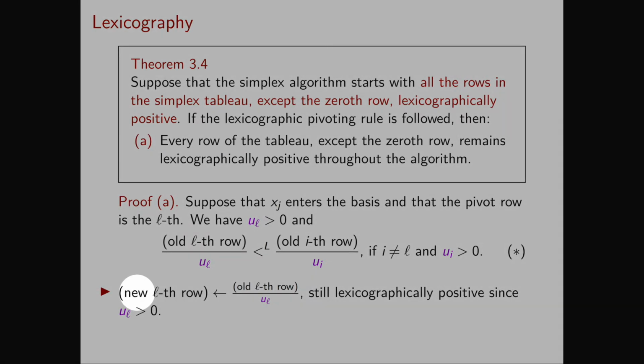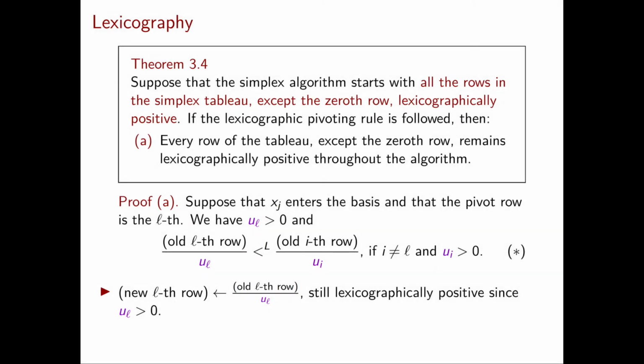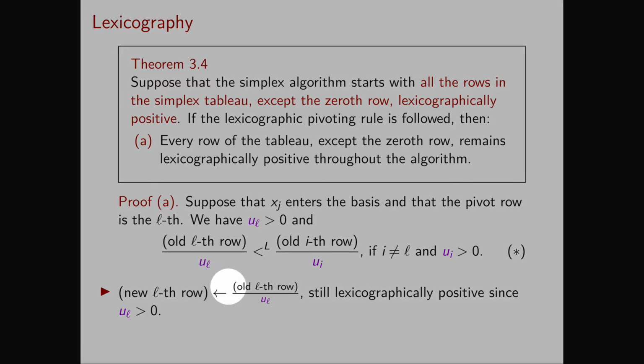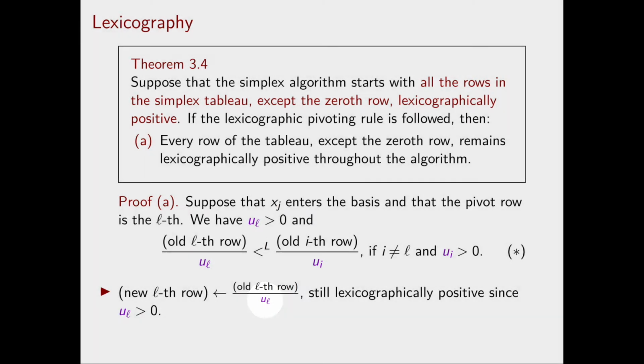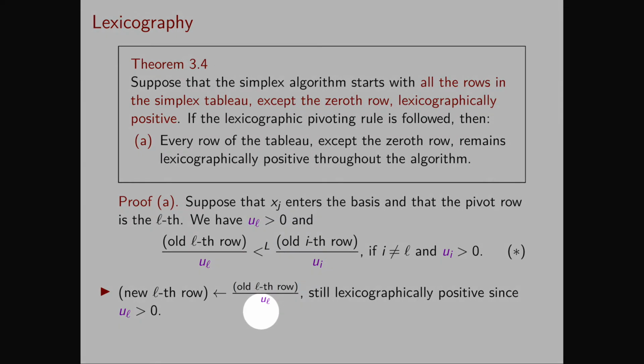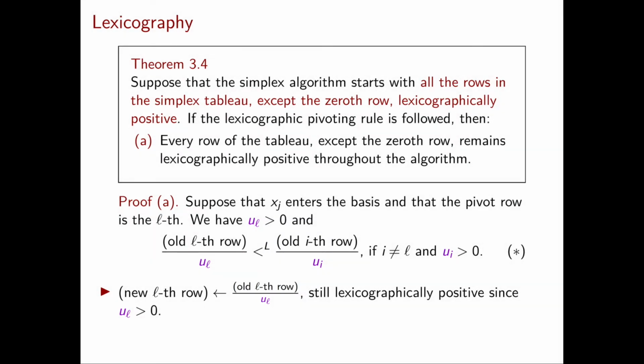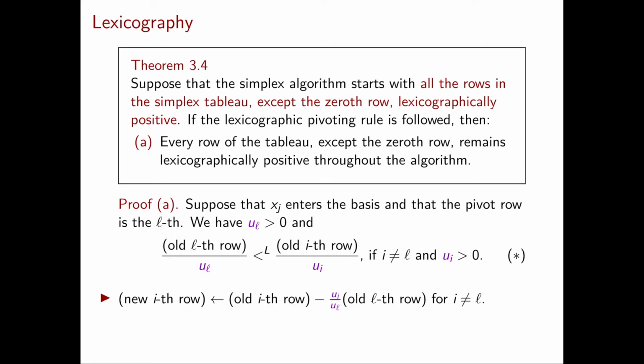First, we're going to consider the new lth row. This is the simplest because it is simply the old lth row divided by UL. This is how we make the pivot element equal to 1. Now the old lth row is lexicographically positive and UL is positive. Therefore, the new lth row will be lexicographically positive. Now we have to consider all the remaining rows of the tableau.